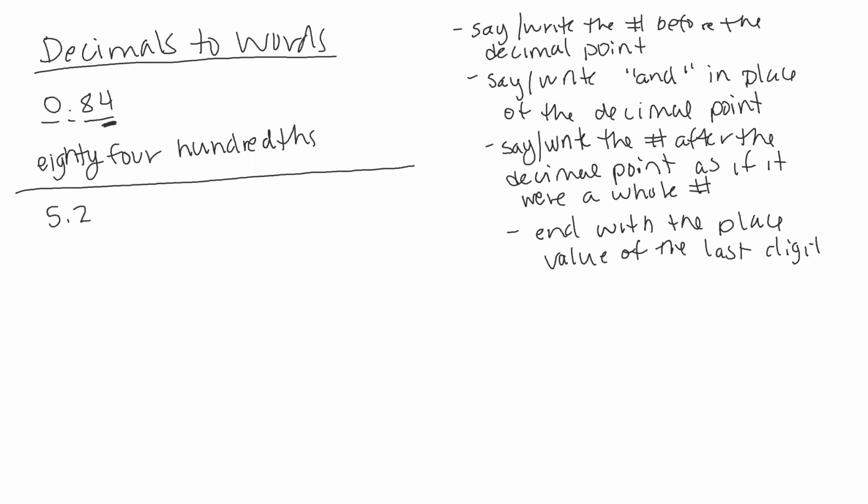5.2. Again, I can say 5.2 and you know what I'm saying. If you say 5.2, I know what you're saying, but we need to learn the formal, proper way to say these numbers. So we start by saying the number before the decimal point, 5. So we're going to write out 5. When you get to the decimal point, you say and. So 5 and. Then you say the number after the decimal point as if it was a whole number. We just have a 2, so we're going to say 5 and 2.